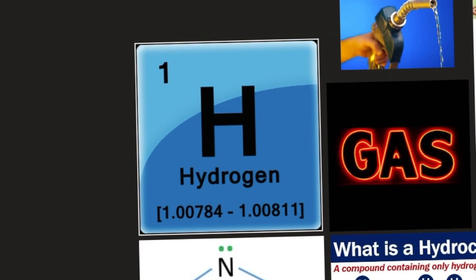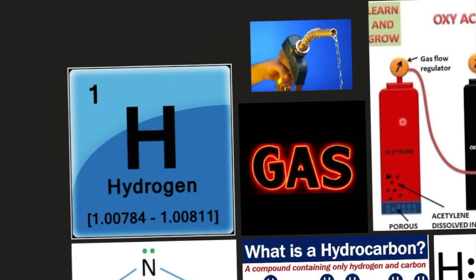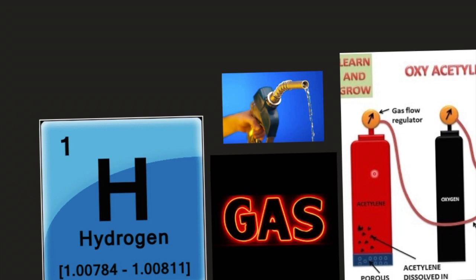Hydrogen is element number 1 on the periodic table. Hydrogen is a gas. Hydrogen is also used in hydrocompounds, such as hydrocarbons, which are used in gasoline. Gasoline is an octane, and the molecular formula for that is C8H18, which means that there are 8 carbon atoms and 18 hydrogen atoms within the molecule itself.